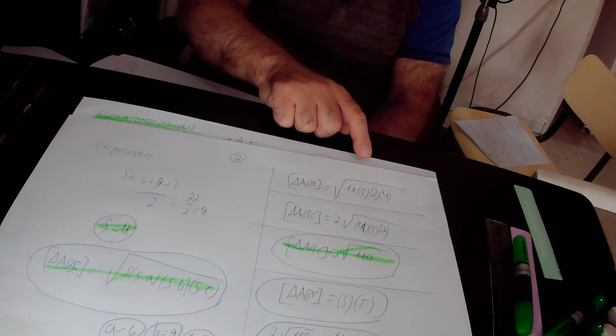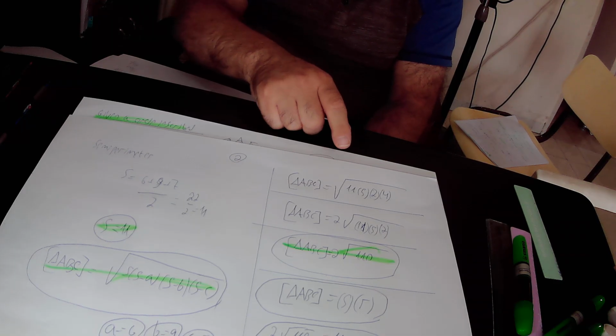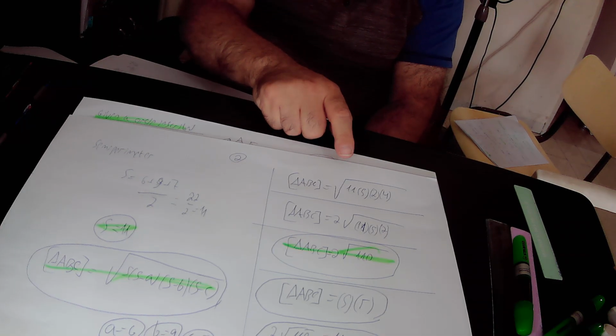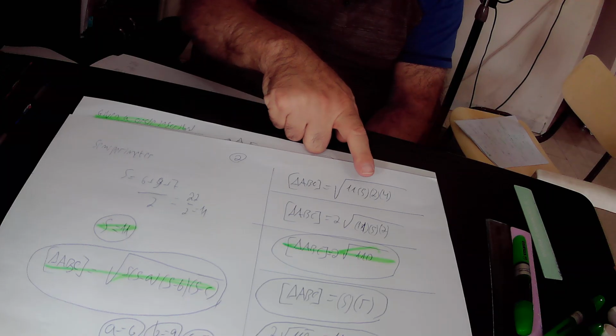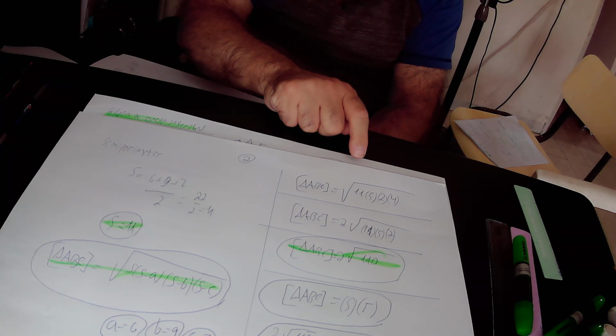We took 4 out of this root. The square root of 4 is 2. So we found out that the area of triangle ABC equals 2 times the square root of 11 times 5 times 2. That is what is left after we took 4 out of the root.